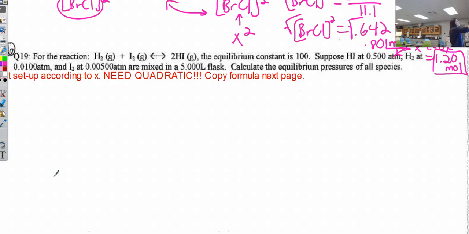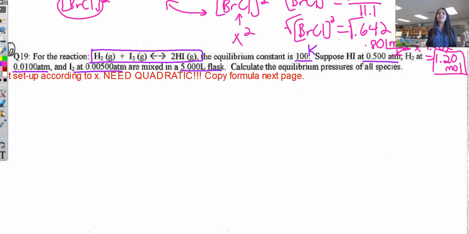So in this situation, I have my reaction. I always like to box in my reaction. And so it tells me that the equilibrium constant is 100. That's my value of K. So suppose that the HI is 0.5 atmospheres. Oh, they're giving me pressures, by the way. The H2 is 0.01 atmospheres, and the I2 is 0.00500 atmospheres, and they're mixed in a 5-liter flask.